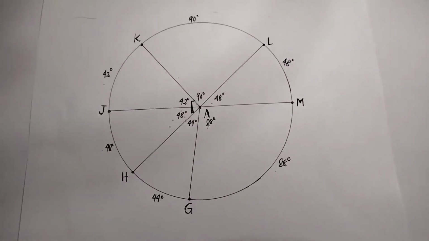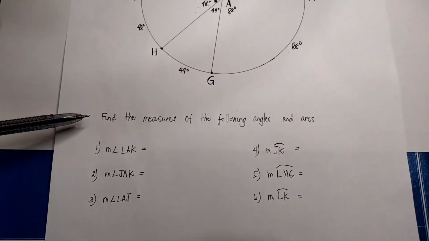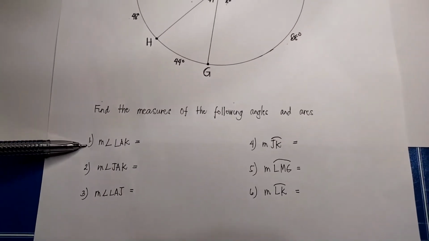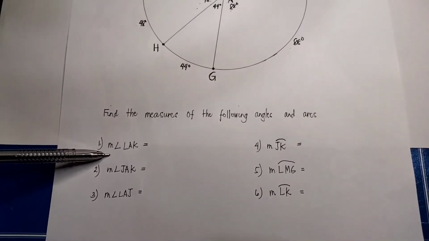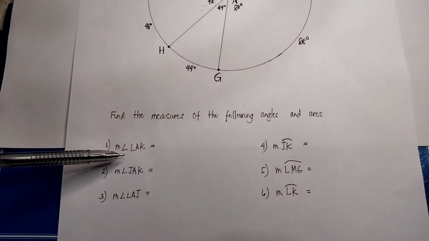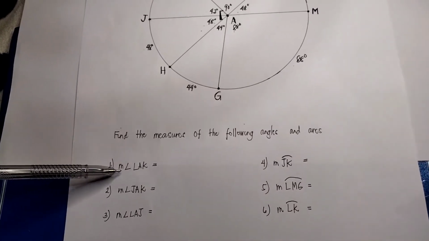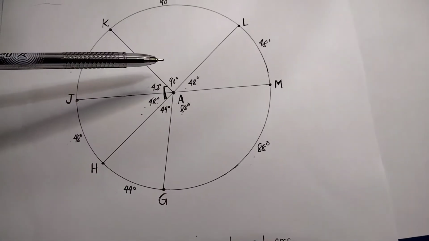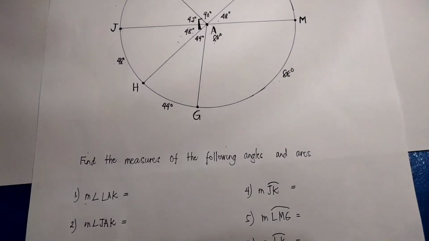After that, you can now answer the following questions. Find the measure of the following angles and arcs. Number 1, measure of angle LAK. By the way, if you use the word measure, you don't need to put degrees. But if you are talking about the angle or arc without the word measure, you have to put the degrees. Based on the given, LAK is 90 degrees.